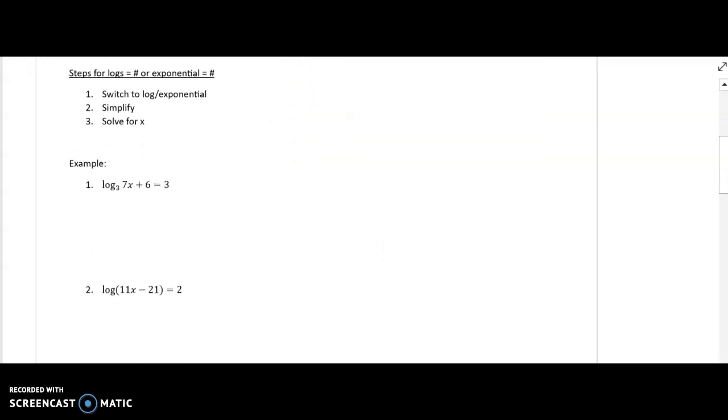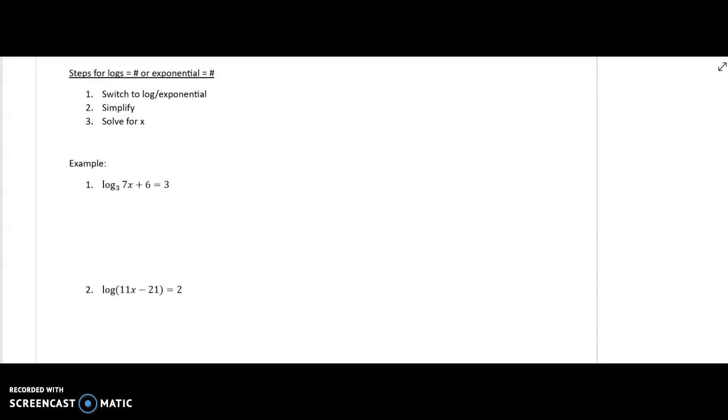I gave you a couple of steps just to help you think it through. Our first step is to switch to log or exponential. We're going to simplify next and then solve for x. This is just for when logs equal a number or exponentials equal a number. If you have something that looks different, you're going to do a different 3 steps.